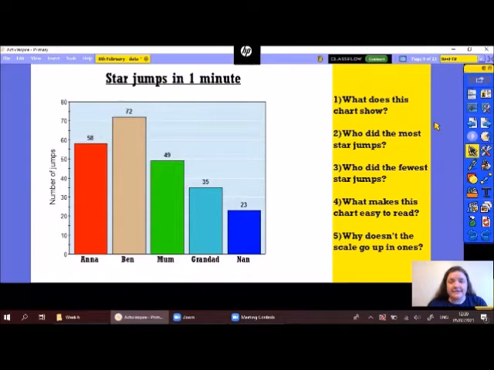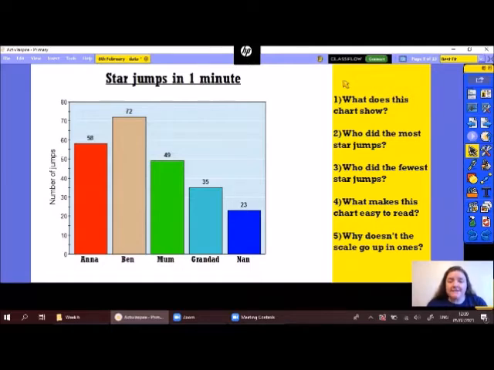Right, let's go through these. So question 1 says, what does this chart show? Well, I kind of told you the answer to that one already, didn't I? So it shows how many star jumps each person can complete in 1 minute. And it's the title at the top that helps us to understand that. It's really important that charts and graphs have a title to tell us what they're showing us.